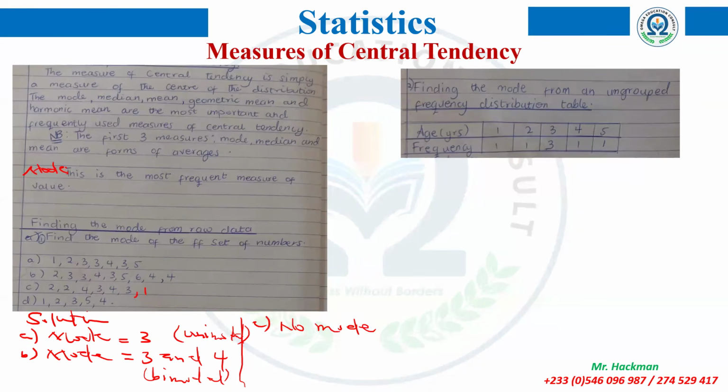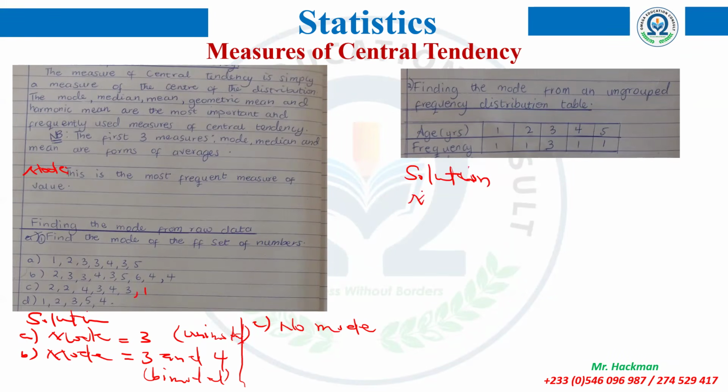Okay, yes, so now we know how to find the mode from raw data. Let's look at finding the mode from an ungrouped frequency distribution table. Again, that one is very easy. Just go to the frequency, and the observation with the highest frequency will be your mode. So in this case, if you look at this question, the solution will be from this table.